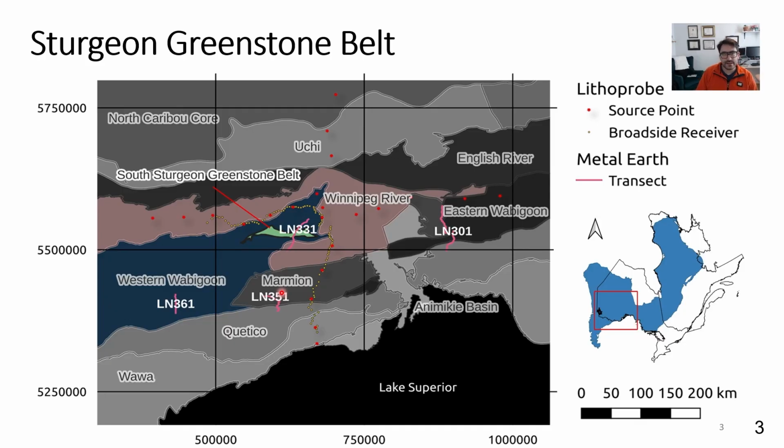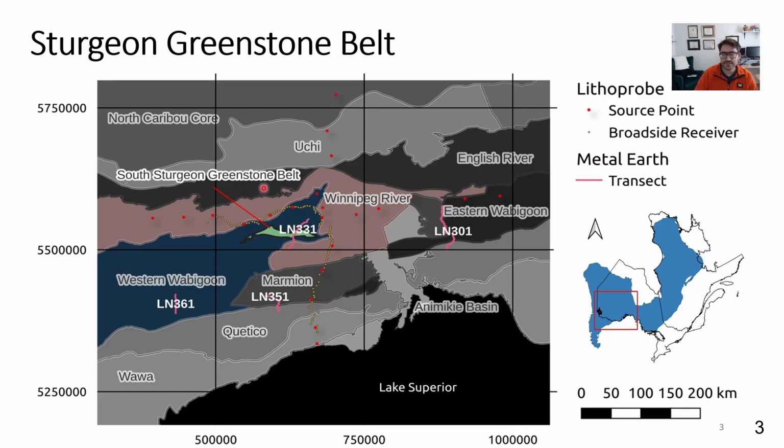So this is the study area. We're going to be looking around the Sturgeon transect, which is here at LN331, which traverses the contact between Winnipeg River and western Wabigoon terrains in the western Superior Craton. You can see that it also overlies the Sturgeon Greenstone belt itself.